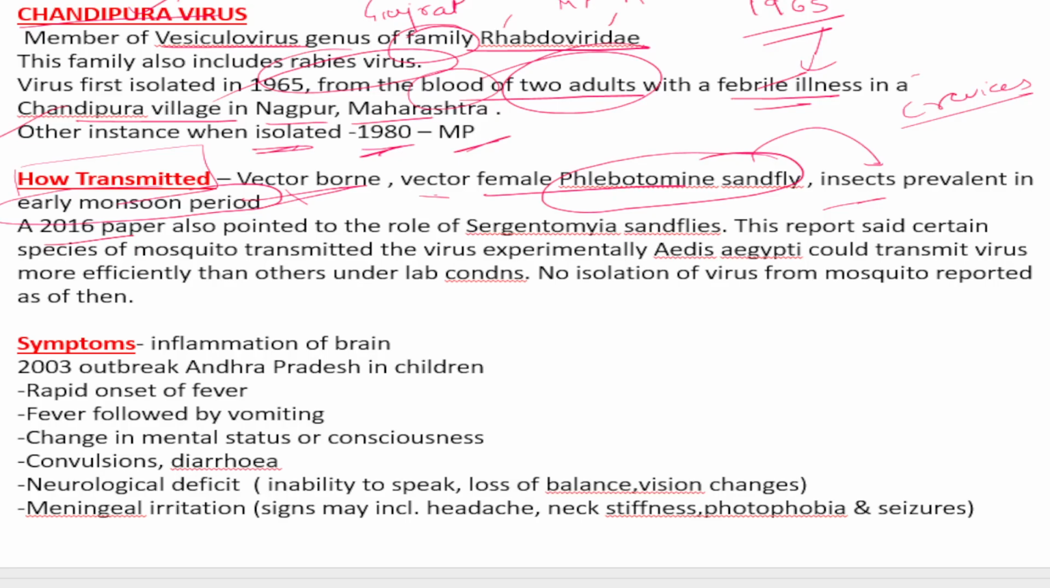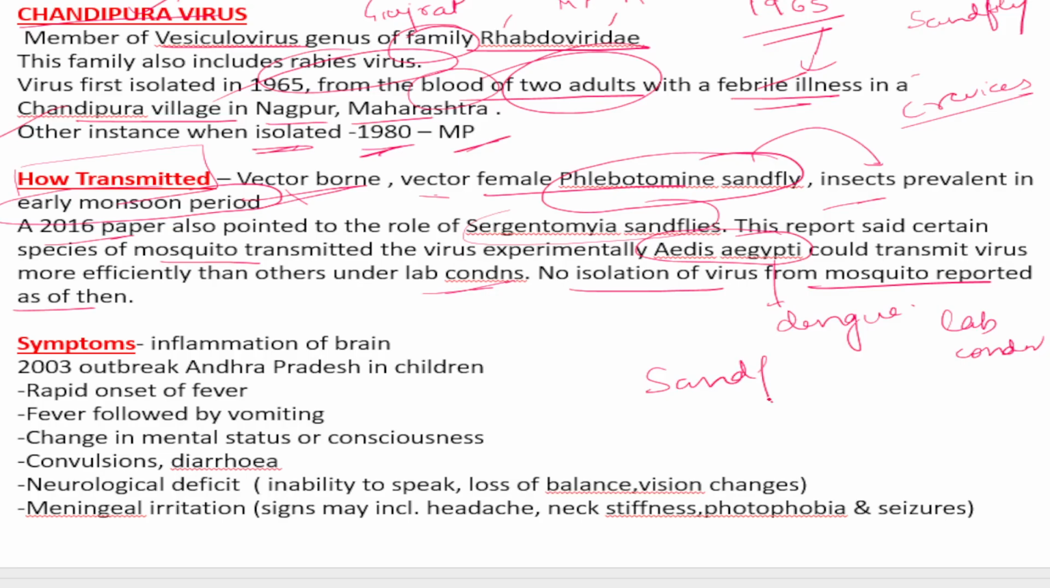Now there is a 2016 research paper which points out the role of Sergentomyia sandflies also. So it is mainly sandflies which act as vector. Now mosquitoes have also been found to transmit the disease in laboratory conditions, like the Aedes aegypti mosquito, which is for dengue disease. So it also acts as a vector, but it acts only under lab conditions. So in real conditions, normally it does not act as a carrier of this virus. So no isolation of the virus from mosquito has been reported as of then. So mainly it is the sandfly which acts as the vector for this Chandipura virus.